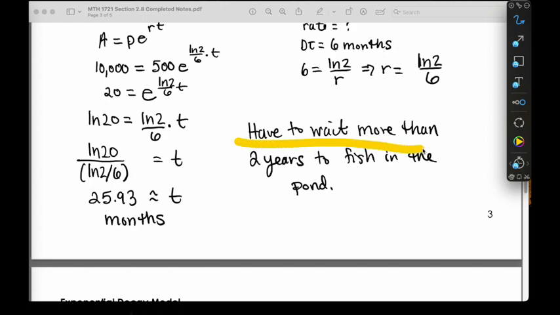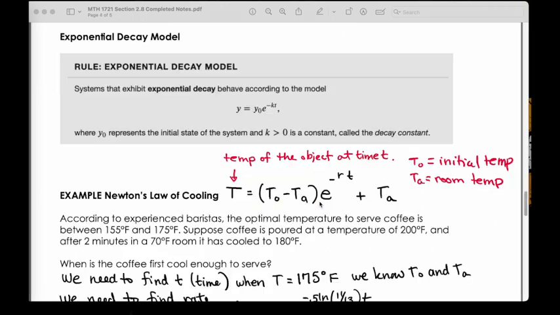So the friend would have to wait for more than 2 years to fish in the pond. Okay, let's look at exponential decay models. It's going to be the same as the exponential growth model, except the k is going to be negative because it's decay. It's going to be a decreasing exponential function.